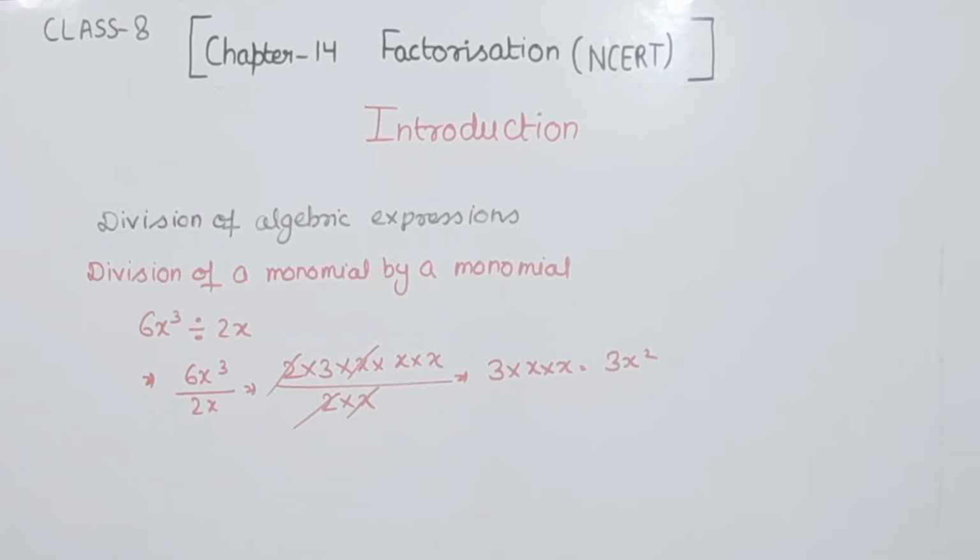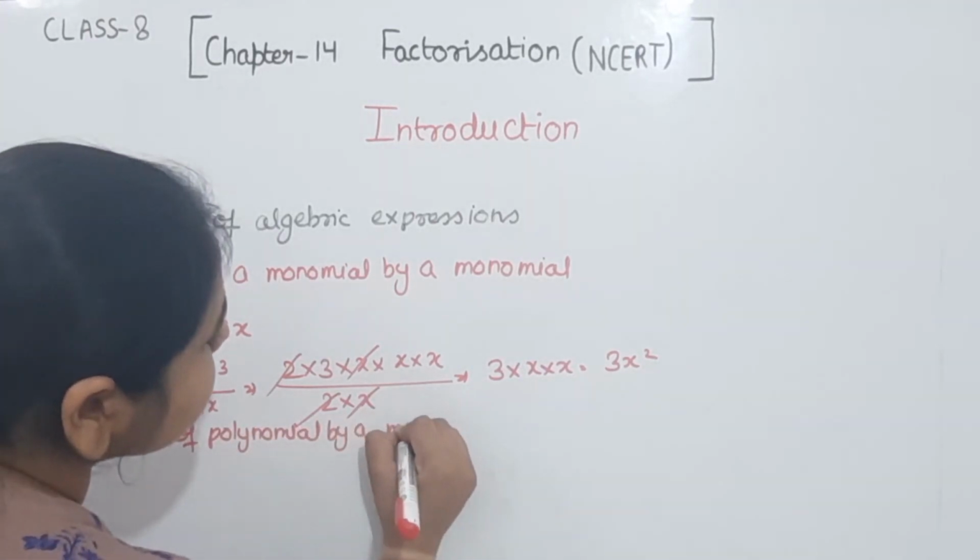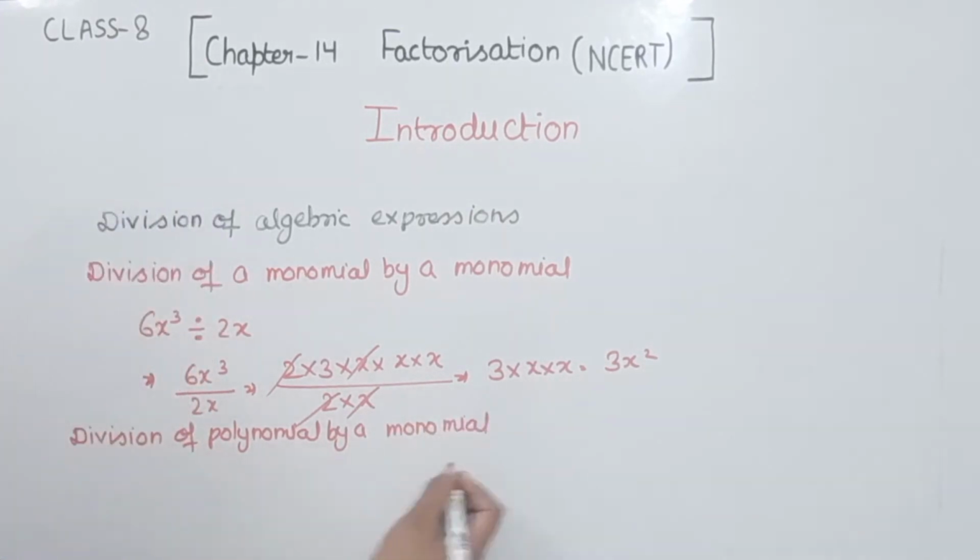Now comes the next one. The next one we are having is division of a polynomial by a monomial. Here one will be the polynomial and the other will be the monomial. So let's take the example: 4y to the power 3 plus 5y square plus 6y. Now this one is divided by 2y.